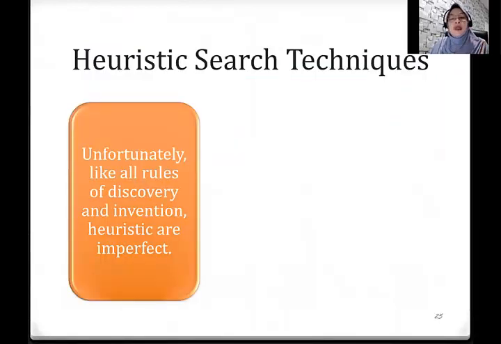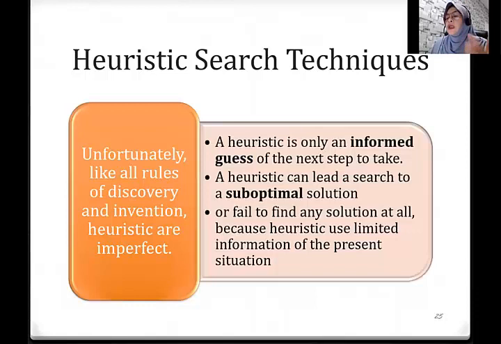Unfortunately, like all rules of discovery and invention, heuristics are imperfect. A heuristic is only an informed guess of the next step to take. So a heuristic can lead a search to a suboptimal solution, or fail to find any solution at all, because heuristics use limited information of the present situation.